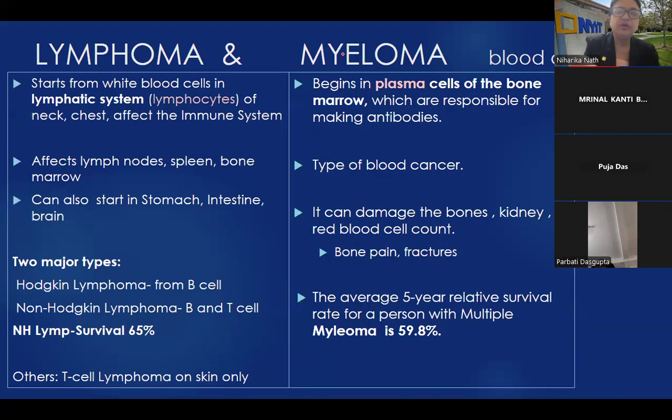Just trying to tell you the differences between them. A lymphoma and a myeloma are blood cancers at the end of the day, but where does a lymphoma start? A lymphoma starts in the lymphatic system. You know those lymph nodes you have near the neck, underneath the armpits, etc. They have lymphocytes in the lymphatic system, and they will start in the neck, chest, and they will affect the immune system. But the myeloma, on the other hand, is in the bone marrow. They are plasma cells in the bone marrow, which make antibodies.